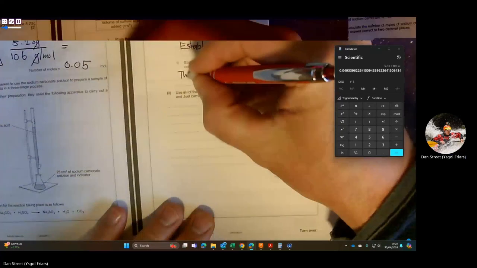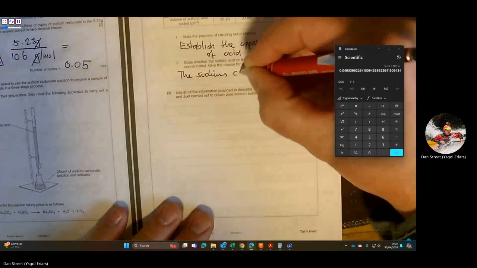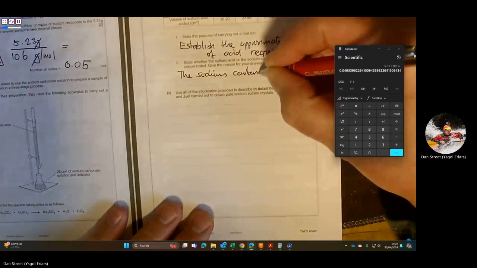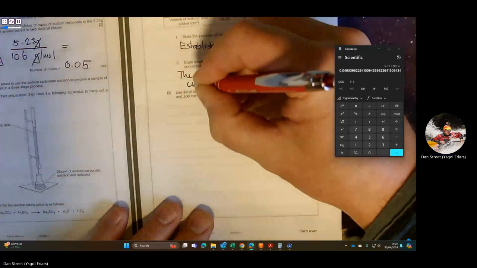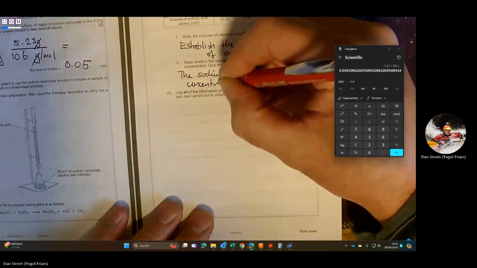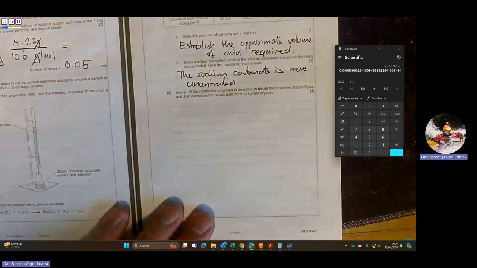So the sodium carbonate is more concentrated. There's just the 1 mark for that, so I don't think that they're expecting you to give any more reason than that.